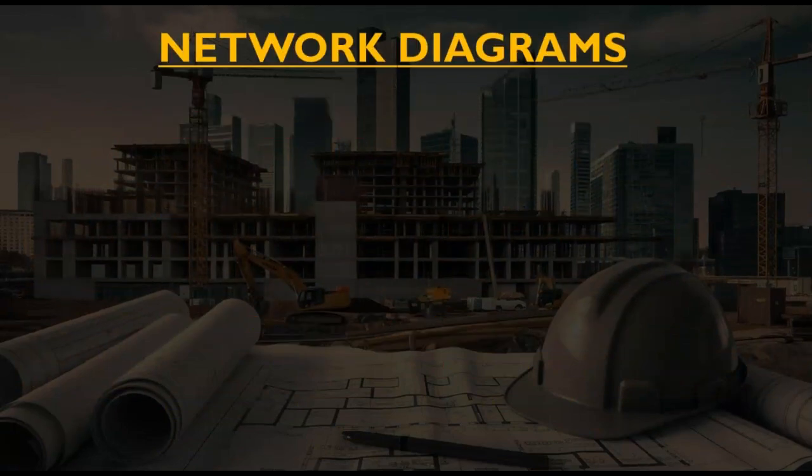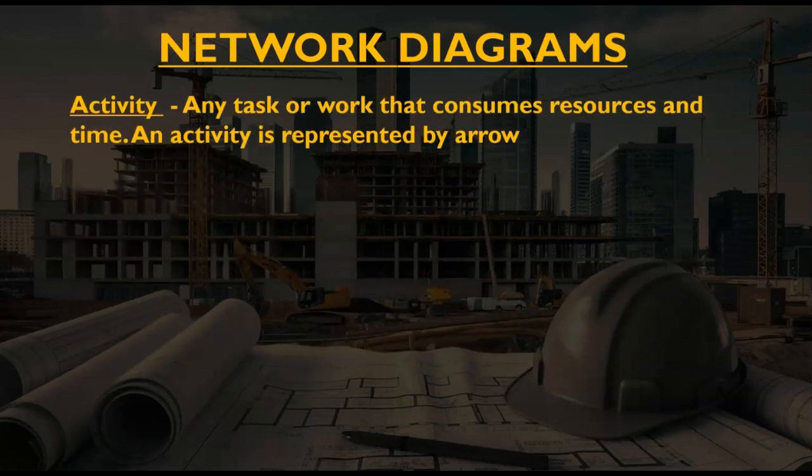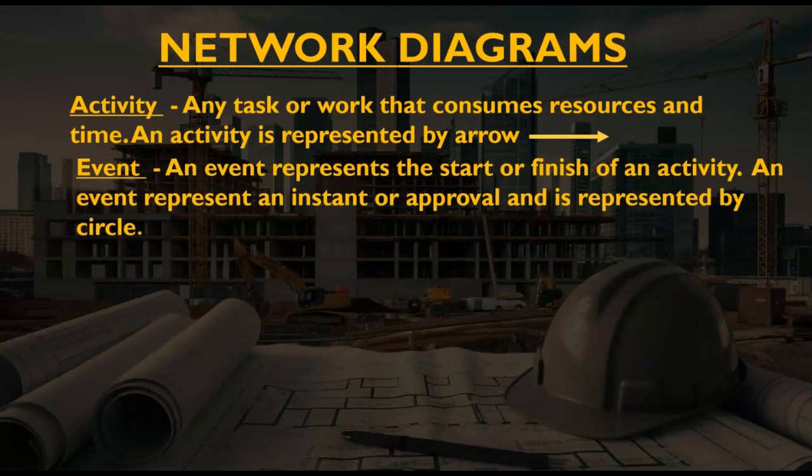Before going into CPM and PERT, you should know the basics of network diagrams. So what is activity? Any task or work that consumes resources and time is known as activity. An activity is represented by arrow. Event. An event represents the start or finish of an activity. An event represents an instant or approval and is represented by circle.